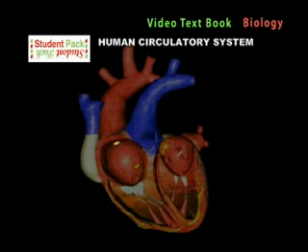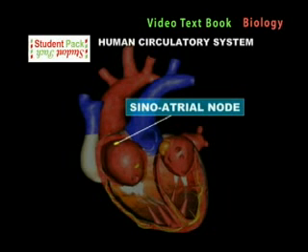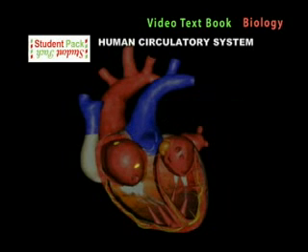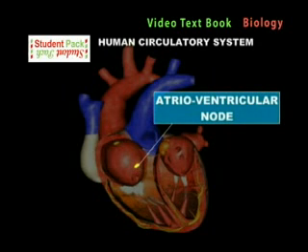A patch of this tissue is present in the right upper corner of the right atrium, called the sinoatrial node. Another mass of this tissue is seen in the lower left corner of the right atrium, close to the atrioventricular septum, called the atrioventricular node.